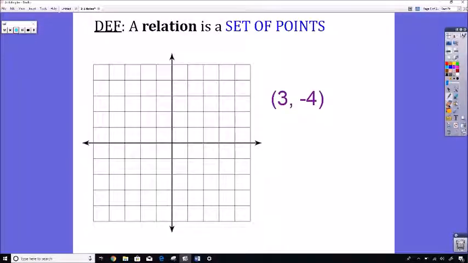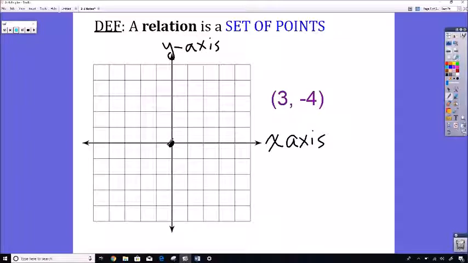Now you might also remember that we can graph a point. And a couple things to remember about the coordinate plane. We have the x-axis over here. We have the y-axis going vertically. You might remember that this point right here in the middle, 0, 0, is the origin.